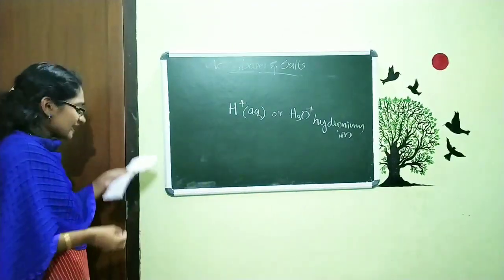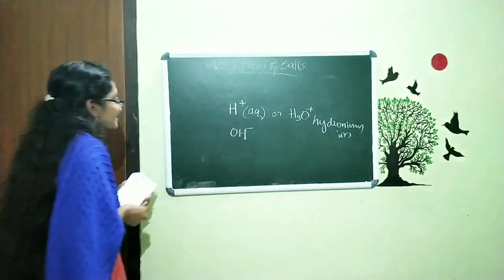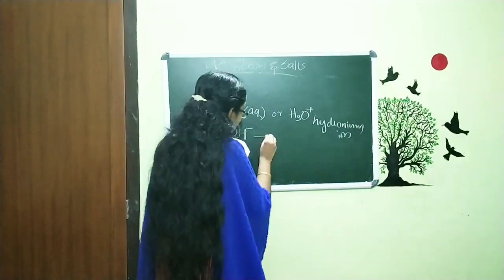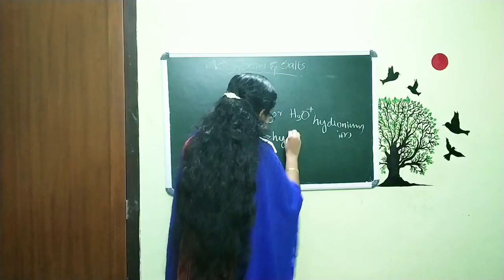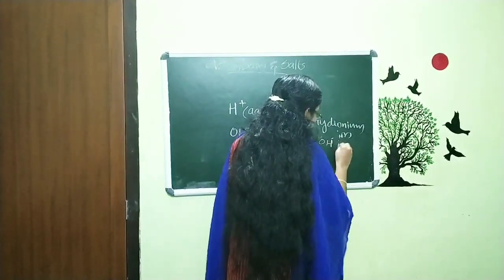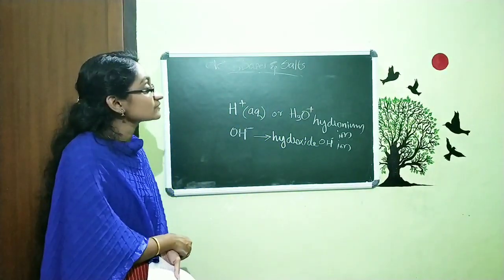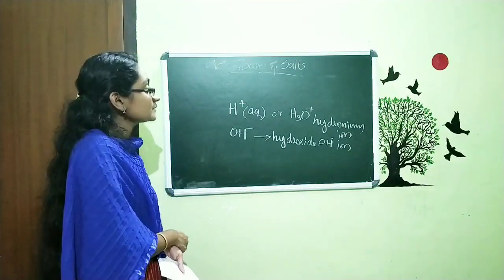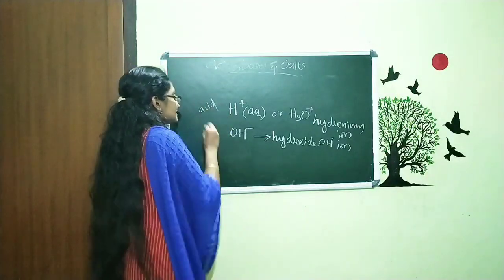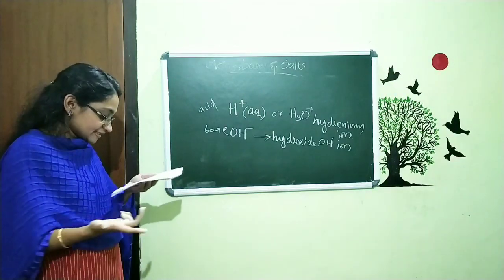And what is there in the base? That is OH minus. The OH minus is present in the base, and the name of this is hydroxide OH minus ion. So that is the name of this. H plus aqueous or H3O plus is the hydronium ion, and this OH minus is the hydroxide ion. This is there in acid and this is there in base. So that is the simple thing just mentioned here.